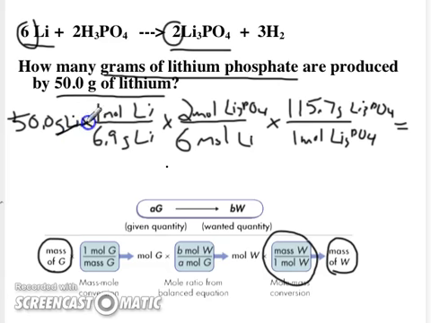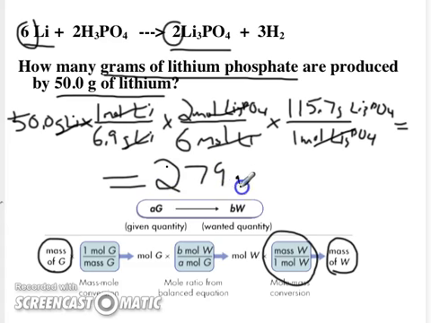Okay, now we'd want to cancel out units, like so. And now it would be 50 divided by 6.9 times 2 divided by 6 times 115.7 to get our answer. And that equals 279 grams of that lithium phosphate. And that is our answer. So that's another example of a 3-step conversion problem.